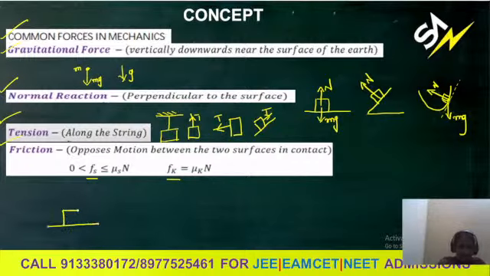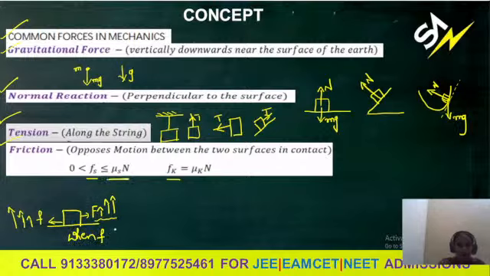For example, an object is placed on the surface. There is an applied force on the object. With this applied force, the object has the tendency to move. To oppose that motion, at the contact surface, frictional force will develop opposite to the motion of this object. So this friction will increase up to its maximum value. As the applied force increases, the frictional force also will increase up to this value.